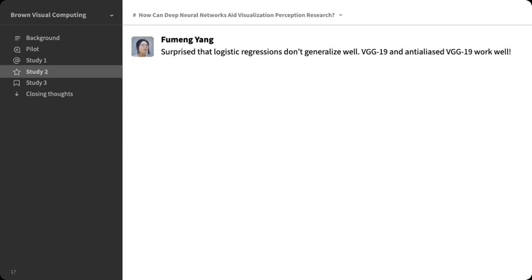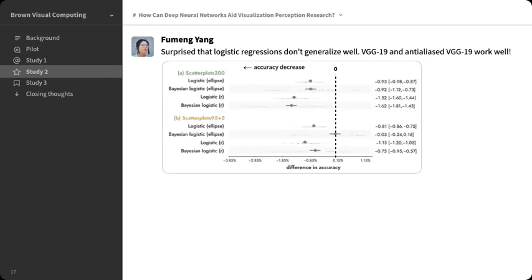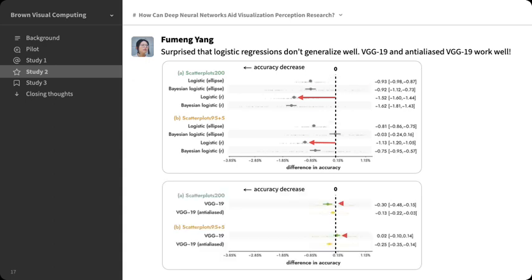Surprisingly, the results of study 2 show that logistic regressions do not generalize very well. Their prediction accuracies decreased very much. On the other hand, VGG19 and anti-aliased VGG19 generalized reasonably. On average, their prediction accuracies decreased only slightly.